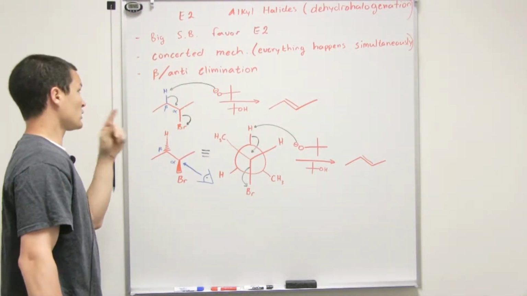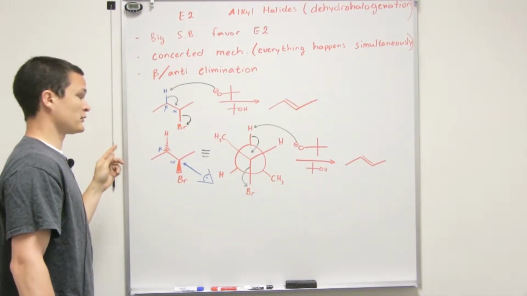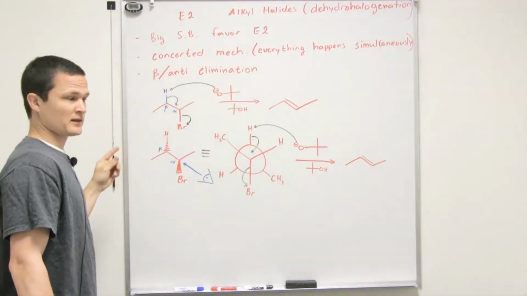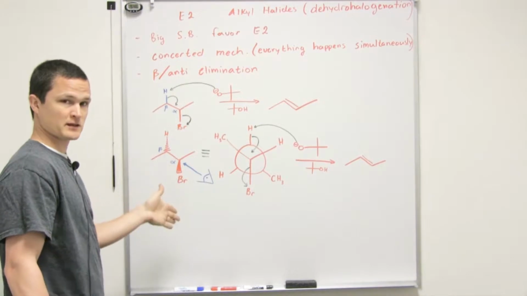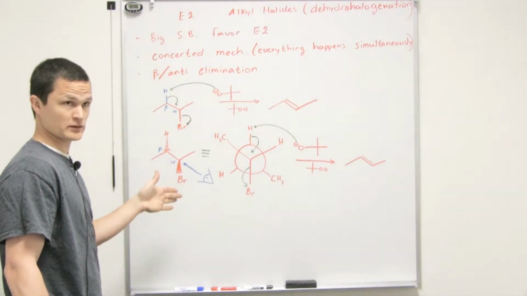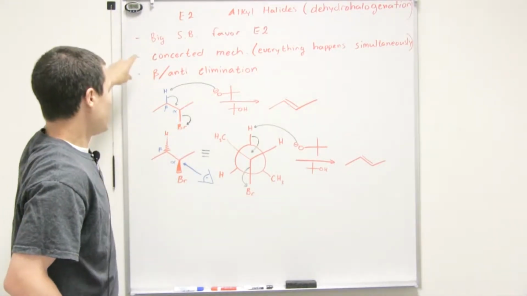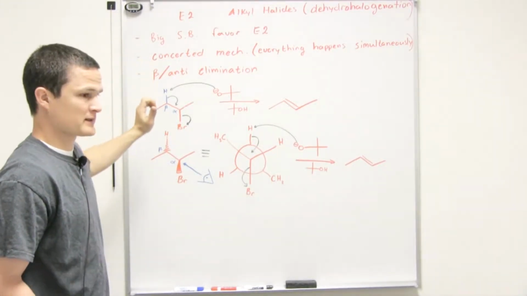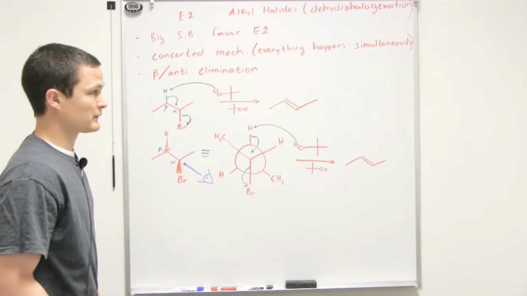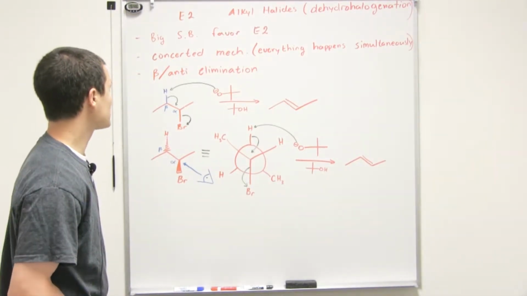And once again, the large is important so that we don't get substitution, because there is a battle between SN2 and E2. And that'll ensure that we don't get substitution products if we want to get our alkene products.